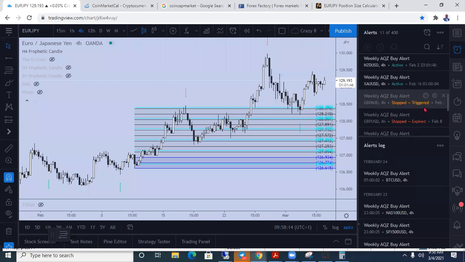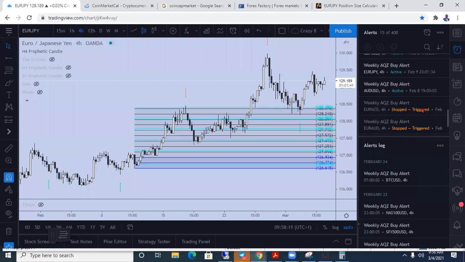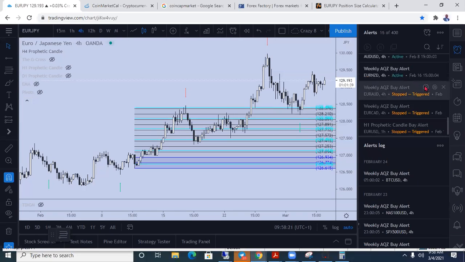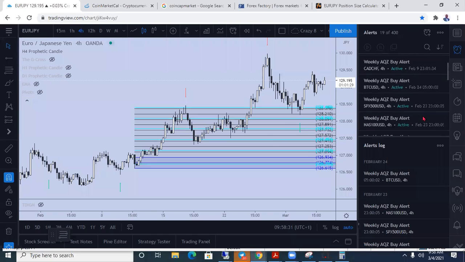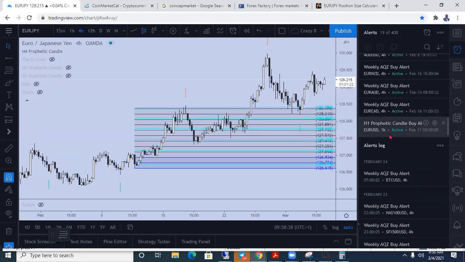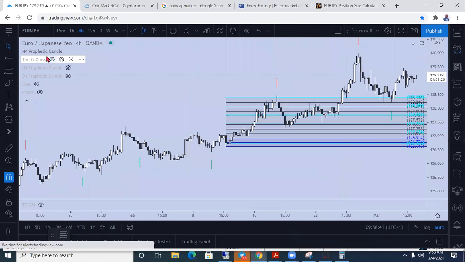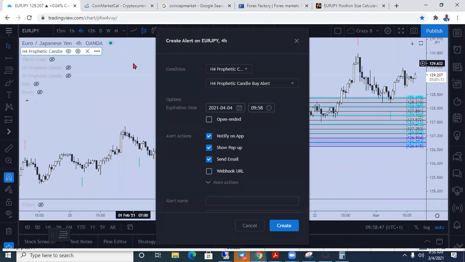PC. If you are new to AQZ, I would advise you don't try to identify the candlestick patterns yourself. Then comes confusion. Just use your PC, and the PC will tell you when to do certain things, right? The PC will tell you, okay, something just happened. So you come here, right? 3 dots, click on it, add prophetic candle, add alerts.